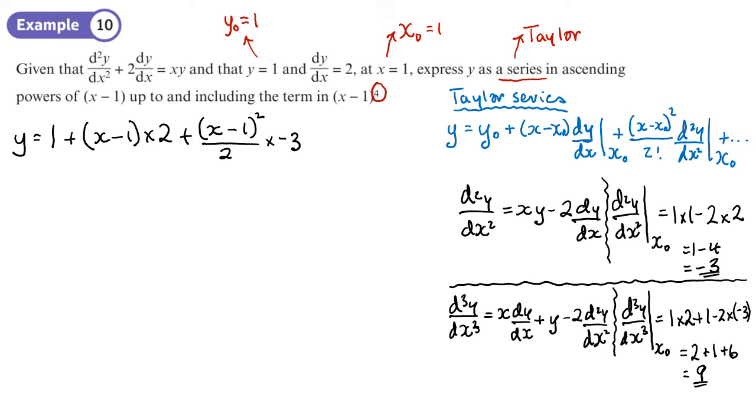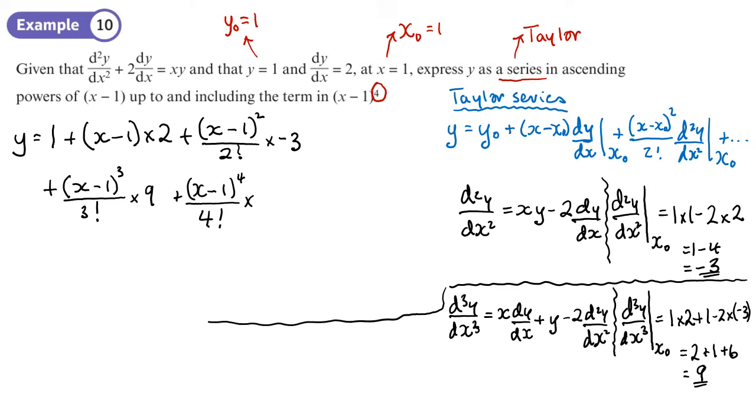Right, so where have we got up to? We're now up to the third derivative, the fourth term of this series. Let's do it down here. So plus, and then it will be (x minus 1) cubed over 3 factorial, then times by 9, then plus, so we now need the fourth derivative, (x minus 1) to the power 4 over 4 factorial. So we need to work out what we need to multiply this by. So we need to differentiate again to find the fourth derivative. Let's do that.